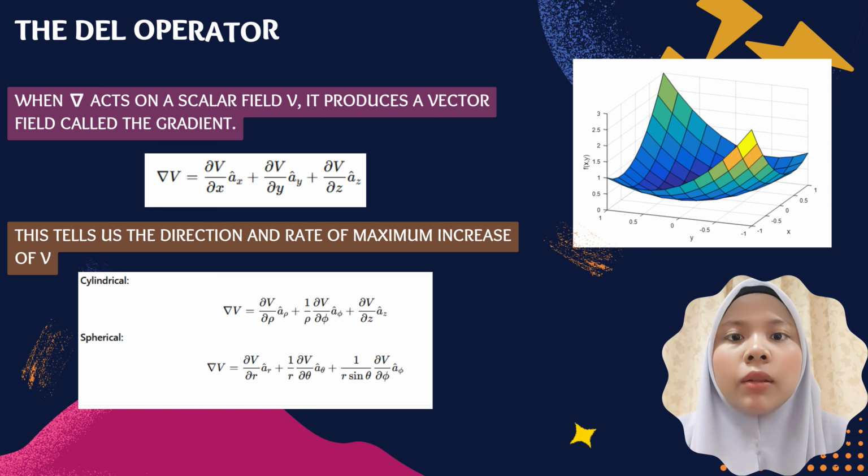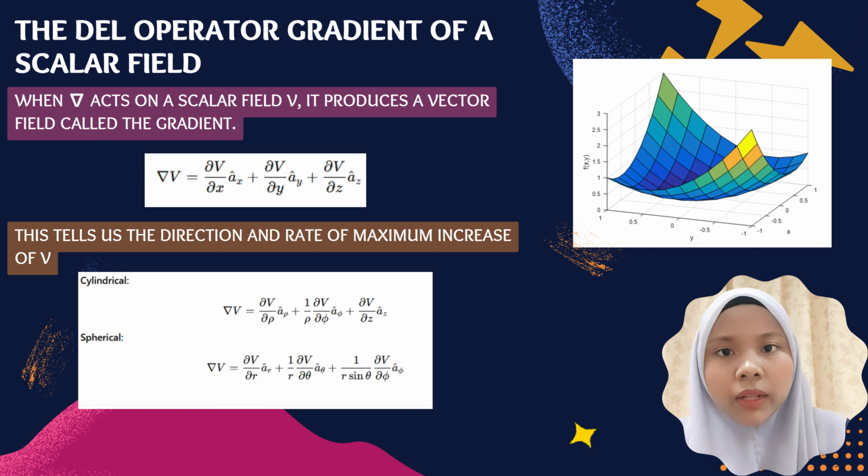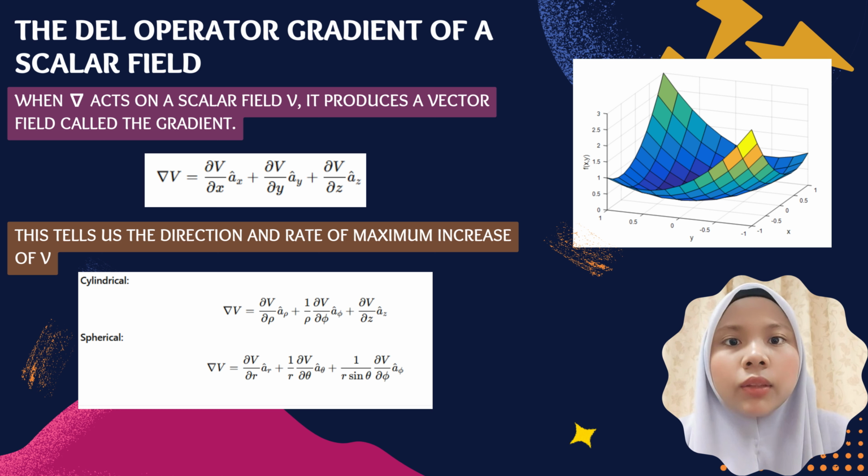Today, I will briefly explain two important concepts in vector calculus: the gradient of a scalar field and the gradient of a vector field. First, the gradient. When we apply the del operator to a scalar field, we get a vector field called the gradient. This gradient shows the direction in which the scalar field increases the most and how fast it increases.